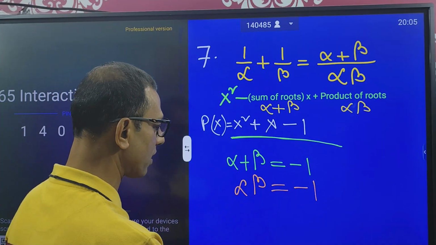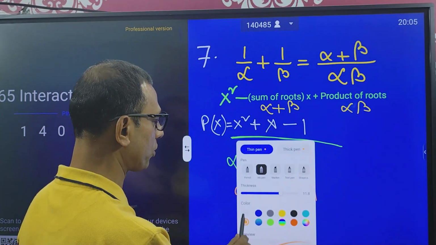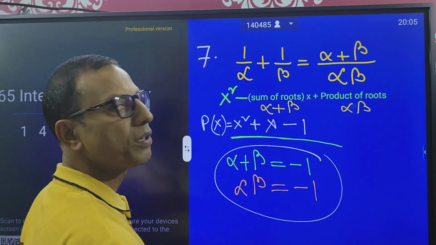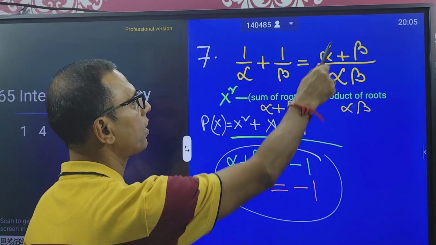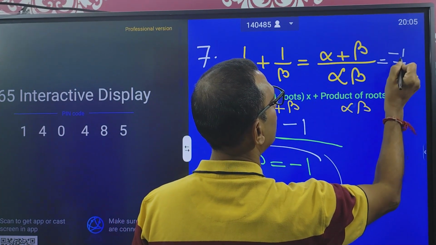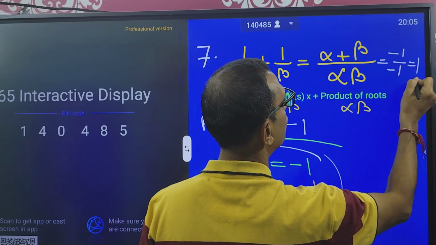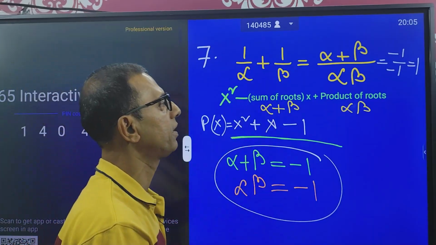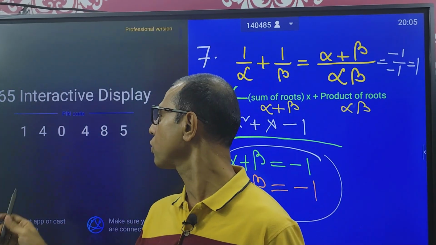So alpha plus beta and alpha beta are both already given. Now you just replace these two values: minus 1 by minus 1. So it is minus 1 by minus 1, that equals 1. So the value of 1 by alpha plus 1 by beta equals 1. So which option is it?